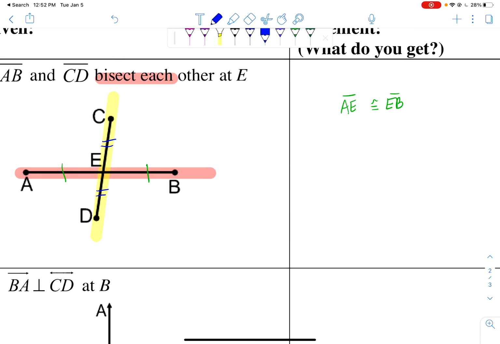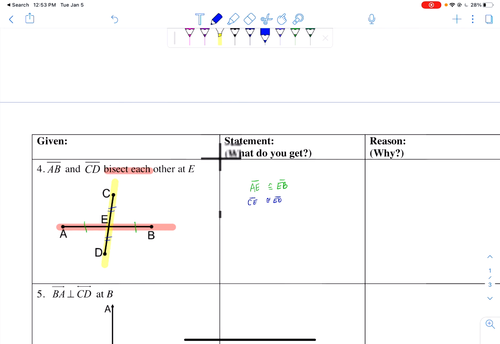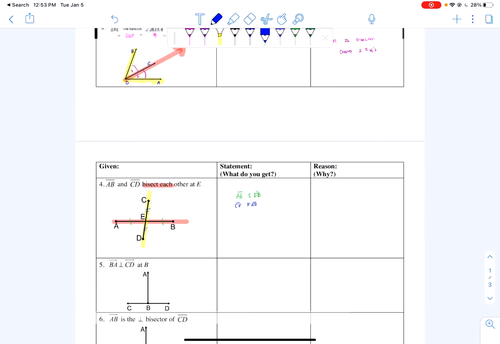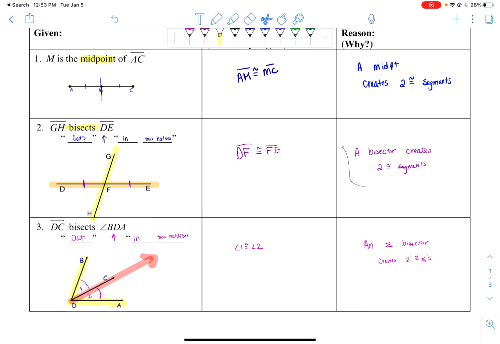Be very careful. Notice I'm not using one tick mark on each of my segments. I'm using 1 on my AE and my EB and 2 on CE and ED. Okay? Because they're not all congruent to each other. And your reasoning would be a segment bisector creates two congruent segments, which is exactly what we wrote up here.